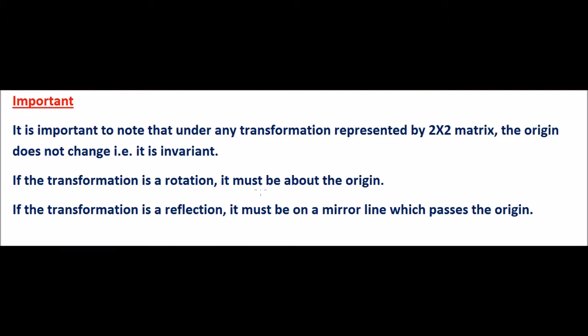So we have come to the end of our second lesson, that is finding the matrix of transformation. But before we wind up, it is important to note that under any transformation represented by a 2 by 2 matrix, where we have 2 rows and 2 columns, like 1 0 0 1, the origin does not change. If the transformation is a rotation, then it is about the origin. If it is a reflection, the line of reflection passes through the origin.